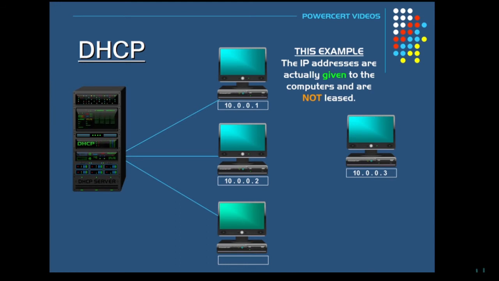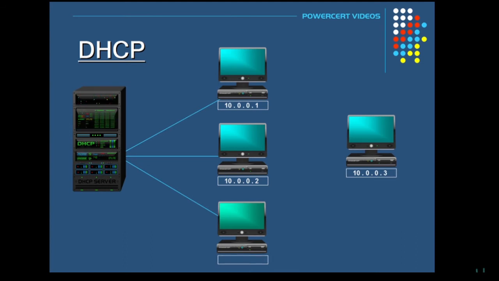Because if the IP addresses are leased, then this will tell the DHCP server which IP addresses are still being used and which ones are not being used. So in this example, the IP addresses are leased. After a certain period of time during the lease, the computers will send a signal to the DHCP server asking the server to renew its lease of the IP address.